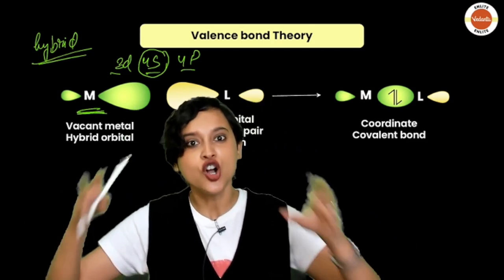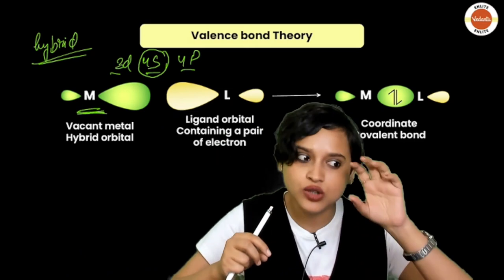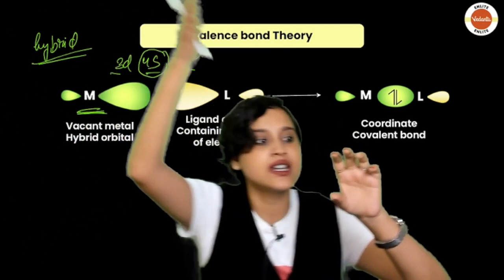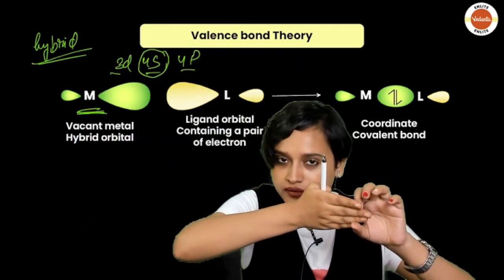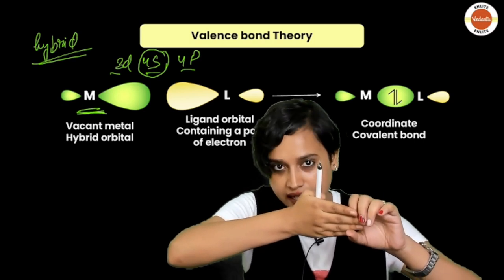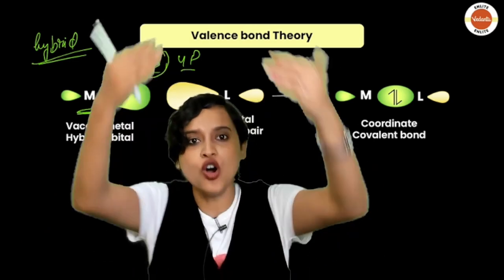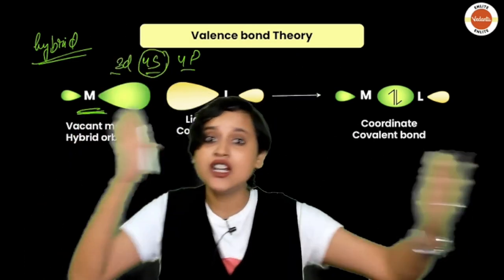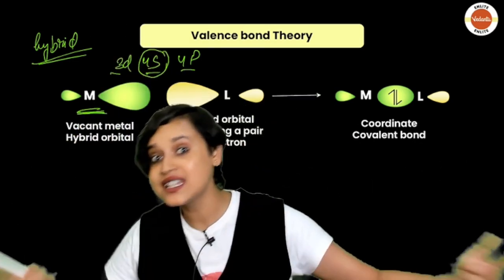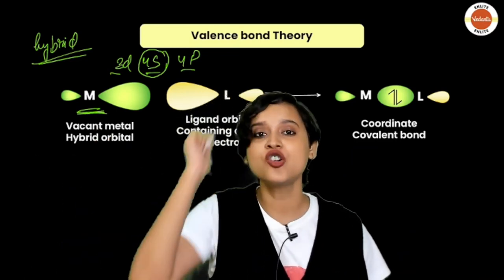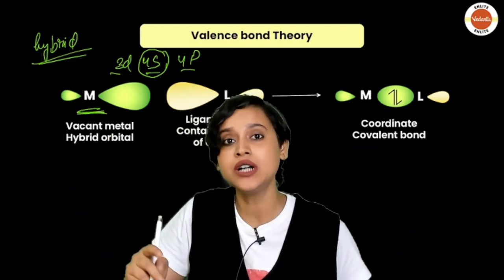Getting my point? Covalent bond is when it is absolutely empty and there is something that is coming here. Coordinate is basically when I also shared, you also shared, whatever we did not have, we both shared, and that's how we formed a bond. That is your coordinate bond, and that is exactly what happens.